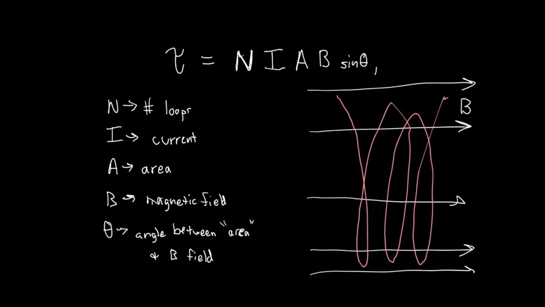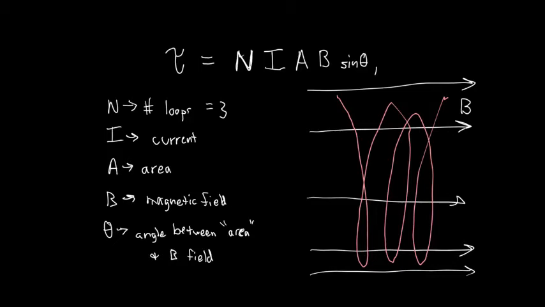So if I look at this, I've got 1 loop, 2 loops, 3 loops. I have 3 loops of wire, so in this particular picture that I've drawn, I would have an N that's equal to 3. I is the actual current that's going through this wire. So there's a current that's going down in this wire. That current is I.